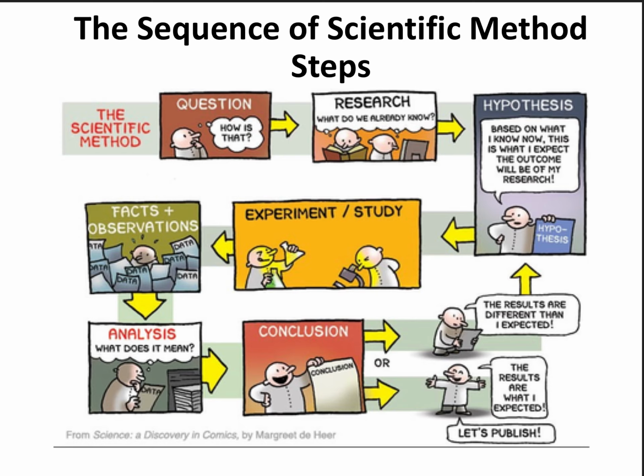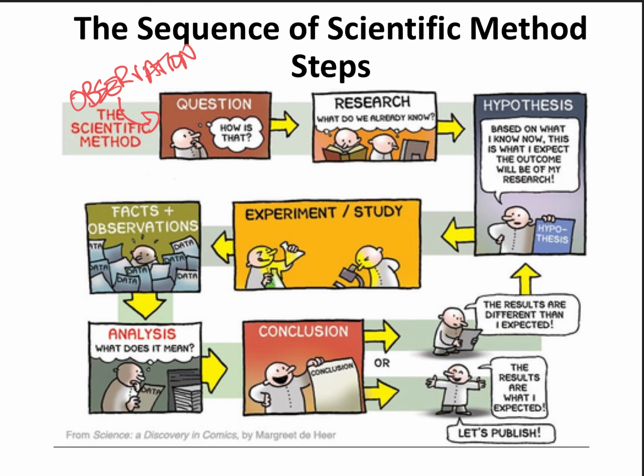So here is the breakdown of the scientific method. Remember, it all starts with an observation. So here's your observation, feeds into the question. So we make an observation, we ask a question, right? We do our research, we come up with a hypothesis based on what I know. This is what I expect the outcome will be out of my research. So now I know this, I have this question, I think this is the explanation.